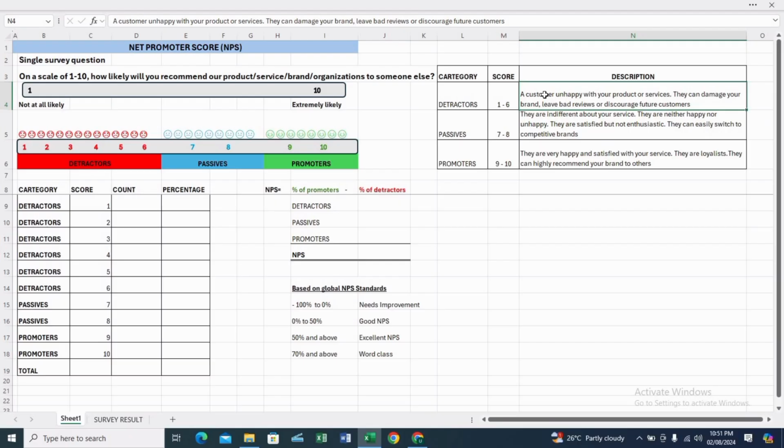Companies should therefore be careful to ensure that they do not have lots of detractors in their system, as this may affect the future growth of the business.